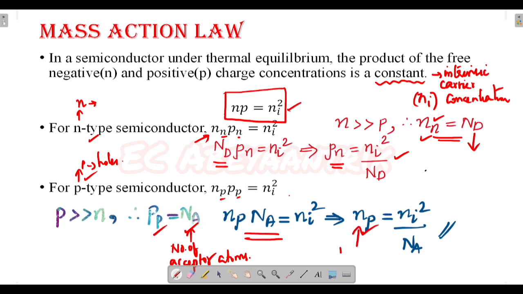So the number of electrons in a p-type semiconductor is the minority charge carriers, right? Since it is a p-type semiconductor, electrons are the minority charge carriers, correct? So these minority charge carriers can be calculated like this: np equal to ni square by Na. So these are the two important formulae, and we are deriving this using the mass action law.